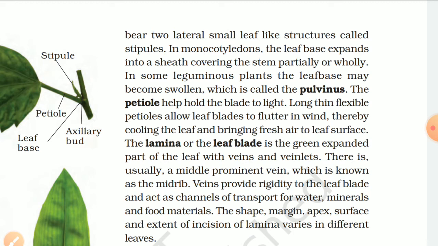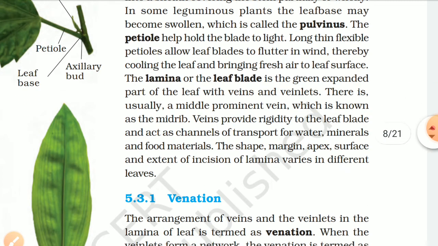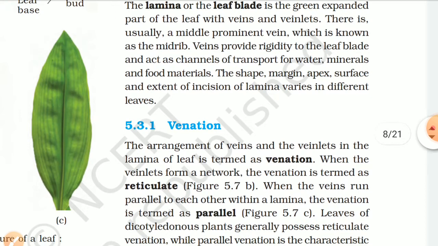the leaf surface. The lamina or the leaf blade is the green expanded part of the leaf with veins and veinlets. There is usually a middle prominent vein which is known as the midrib. Veins provide rigidity to the leaf blade and act as a channel of transport for water, minerals, and food materials. The shape, margin, apex, surface, and extent of incision of lamina vary in different leaves.